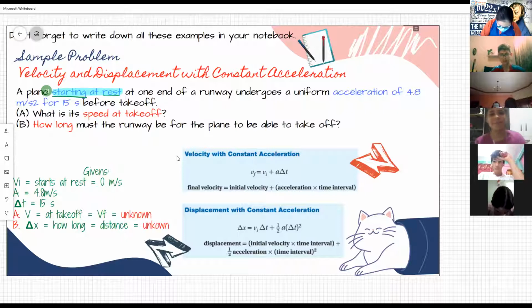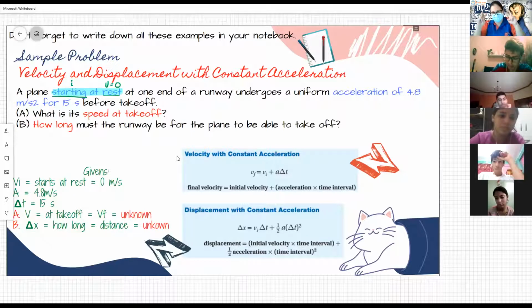Okay, so this is telling me an initial condition of the plane. And rest means that it's not moving. So if there is no motion, we say that the velocity at this point is zero. And because we're talking about starting, that is the initial condition of it, we say that this is initial velocity equals zero. That's all I can get for that part.